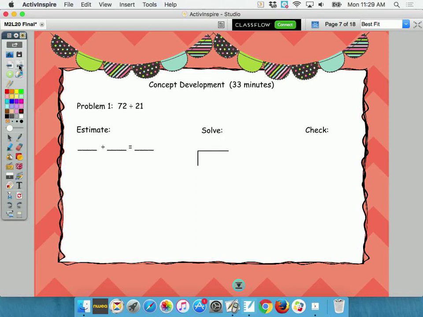So let's estimate 72 divided by 21. 21 rounds to 20, and my 72 will become 60, and we're going to try a 3. Correct? Okay, let's skip count. What are we going to skip count by? 21. Oh, we're getting pretty good at that, aren't we?